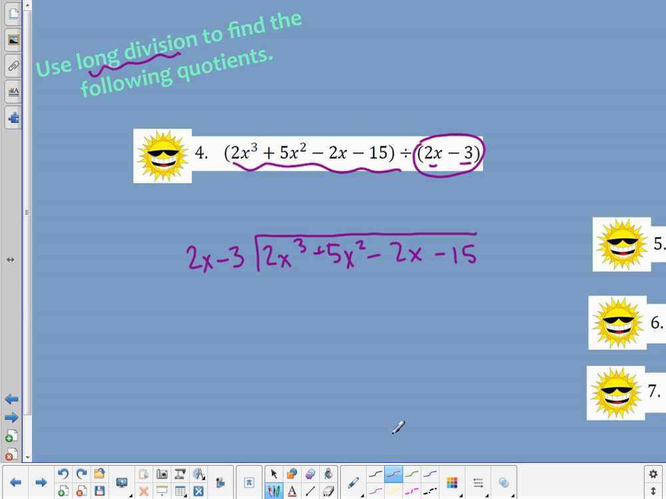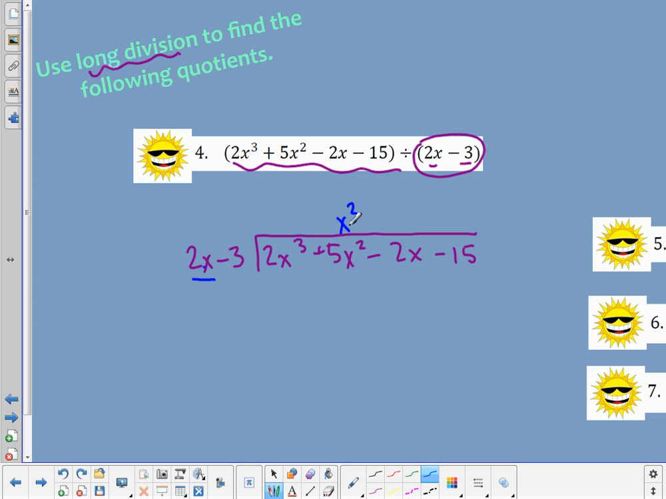What you want to ask yourself is, if I look at just the first term on the outside, 2x, what do I need to multiply 2x by to get to 2x to the third? Well, I would need an x squared, because that would give me x to the third. So since it's an x squared, it's going to go above the x squared term. That's my first term in the answer.